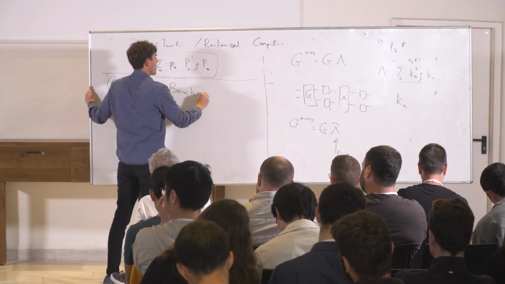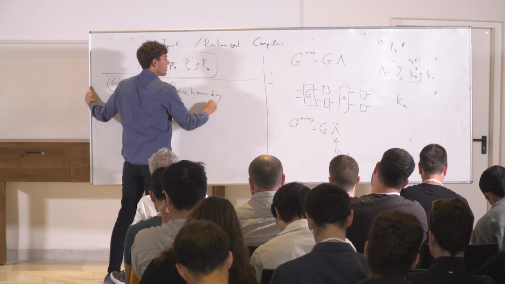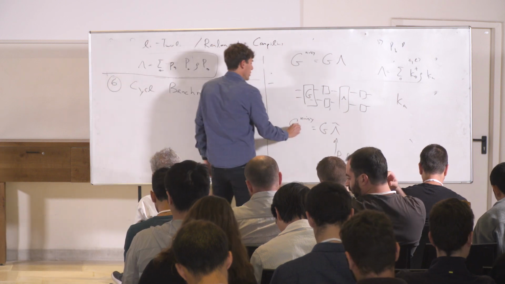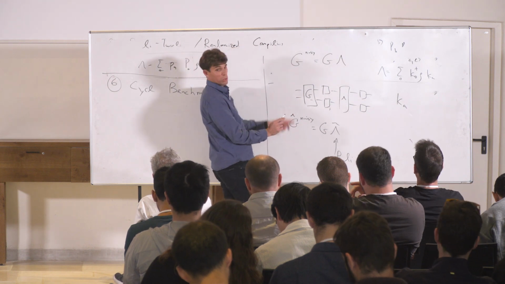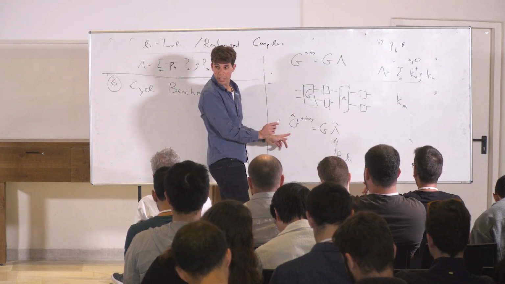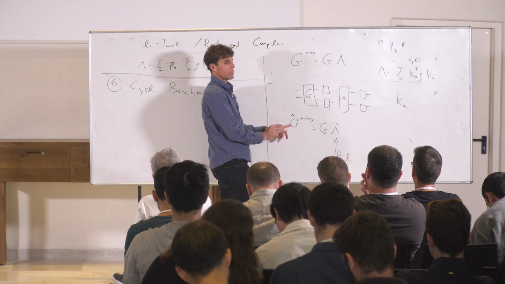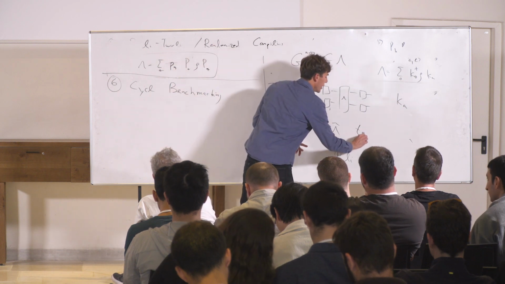And cycle benchmarking, what it is really, is applying this noisy twirled gate. Okay, this is a twirled gate in some sense. This is not equal to this. This is a different noisy gate. So it's a twirled gate.